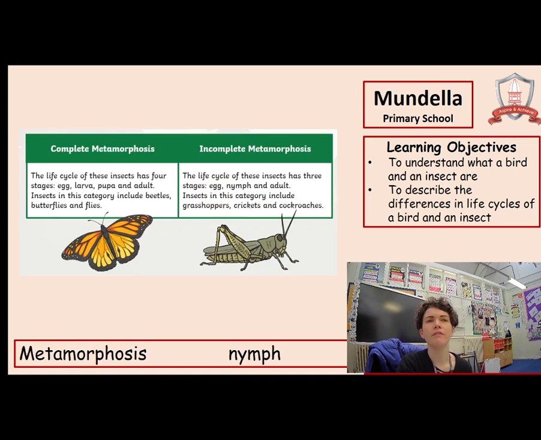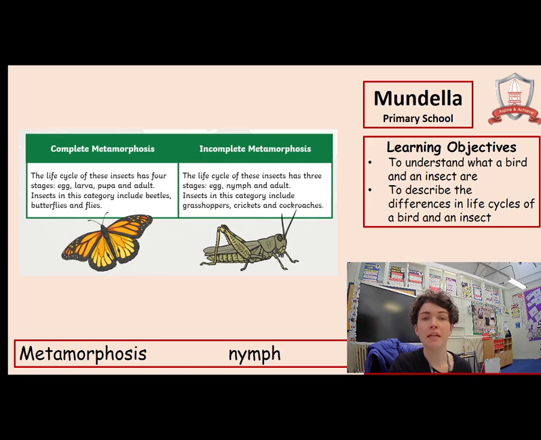Okay, now the life cycle of an insect is arguably a little bit more complicated than the other life cycles that we've looked at, because we have what's called complete metamorphosis and incomplete metamorphosis. Now, metamorphosis is about change or development. Okay, so we've got both complete metamorphosis and incomplete metamorphosis.